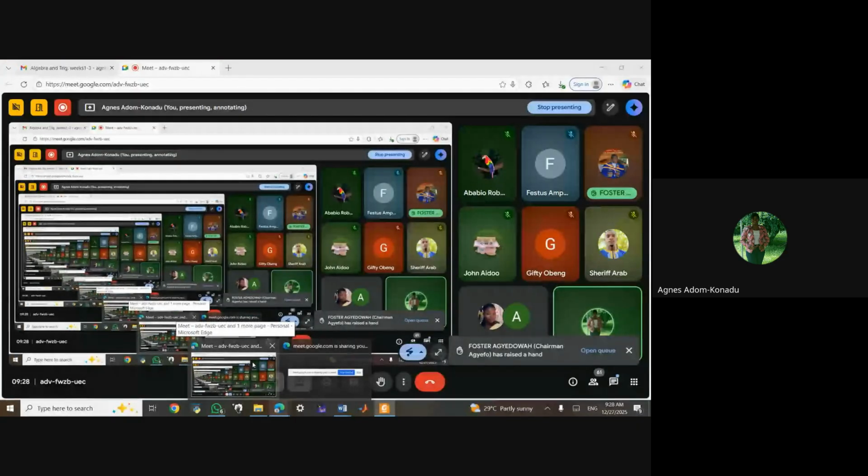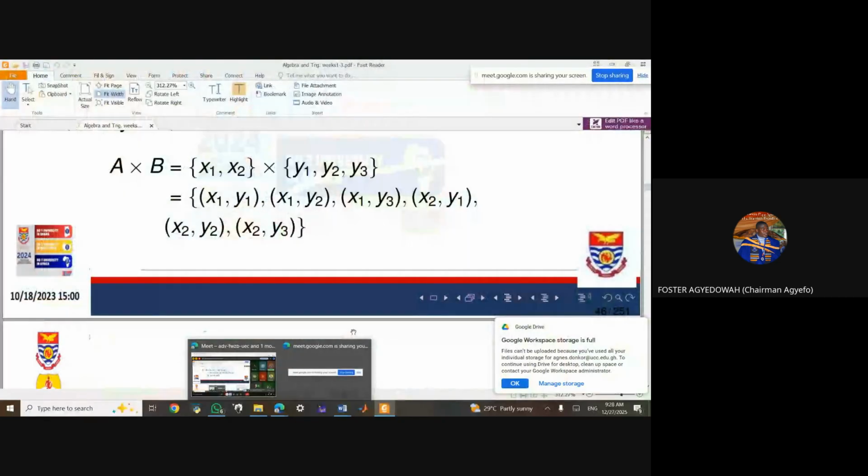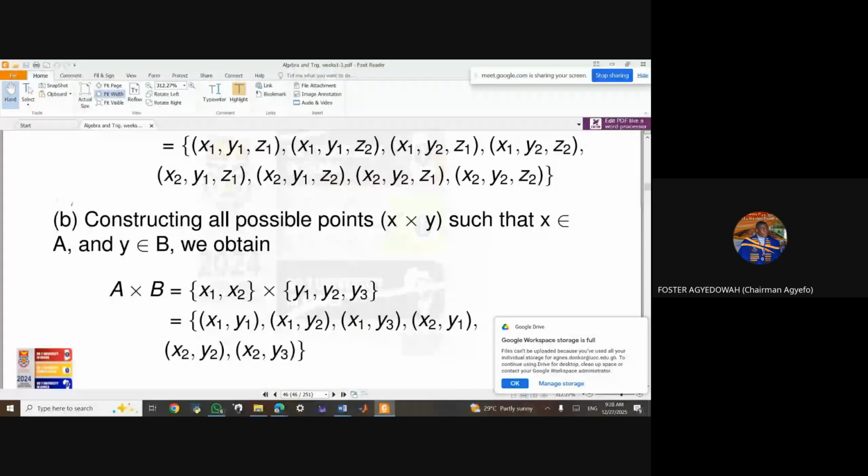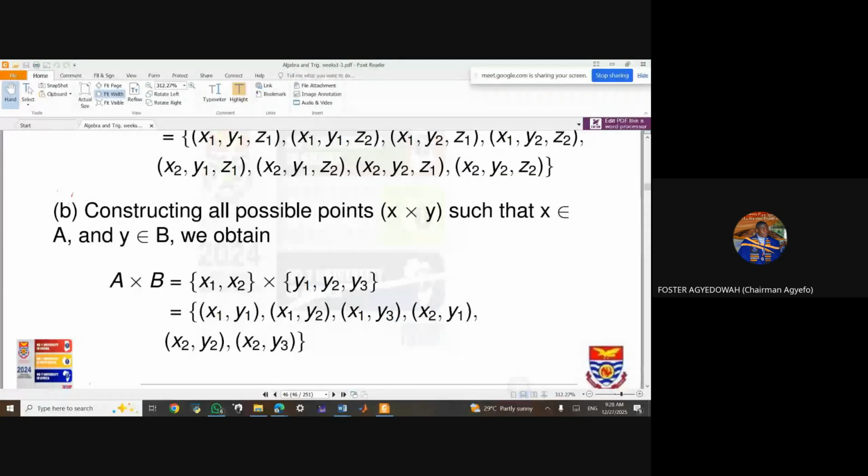Hello, madam. Madam, please, can you go to the slide? No, the construct. Yes, please. Okay, thank you. So, constructing all possible points (x, y), where we are having A cross B. The x1, y1, was it provided by the question or did we compute that? So this was provided by the question. It says your A is this and B is this.